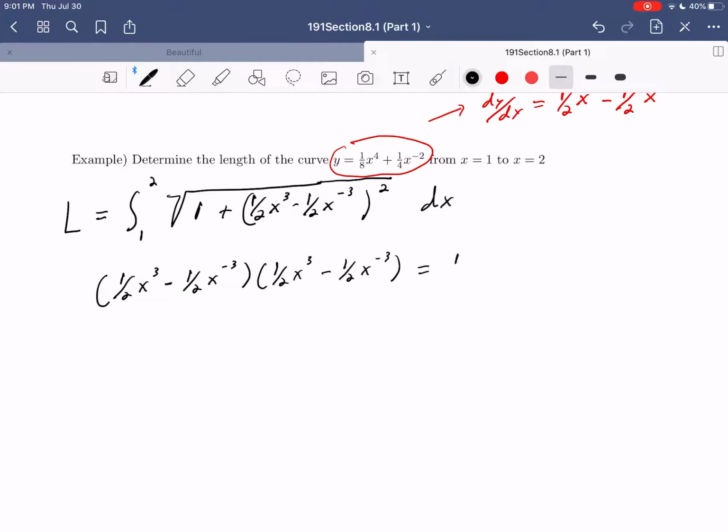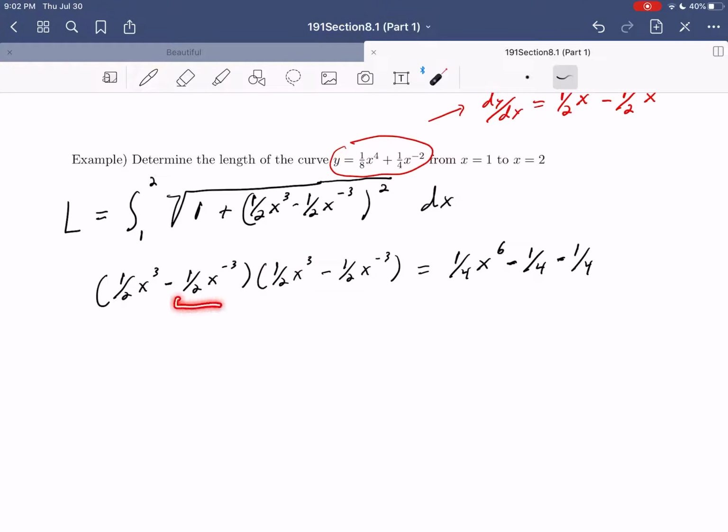First 2 terms are going to make 1/4 x to the 6th. Then if we do this guy and this guy, the x cubed and the x to the minus 3 are going to cancel. So 1/2 and minus 1/2 is going to be minus 1/4. Then this guy and this guy, x to the minus 3 and x cubed are going to cancel. Minus 1/2 and 1/2 are going to be minus 1/4.